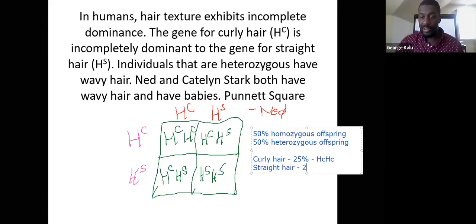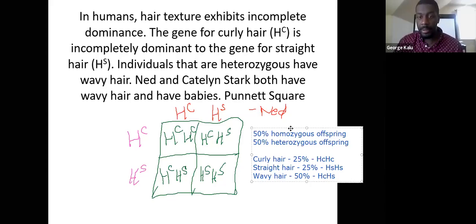25%, right, because again, you're looking for both HSs. So HS would give us straight hair. And then what's the likelihood of having an offspring that ends up having wavy hair? 50%, right. That's where we look at the HCHSs. Cool.